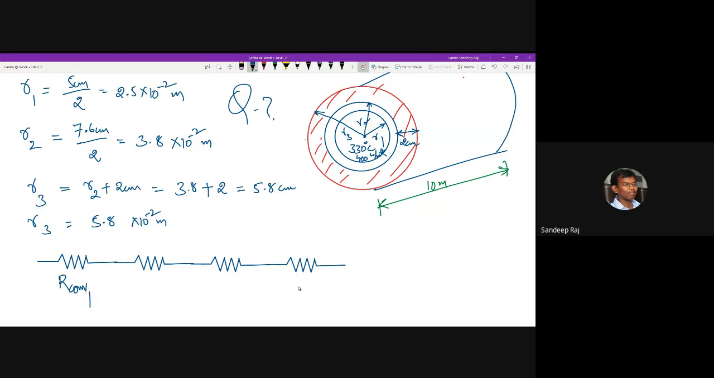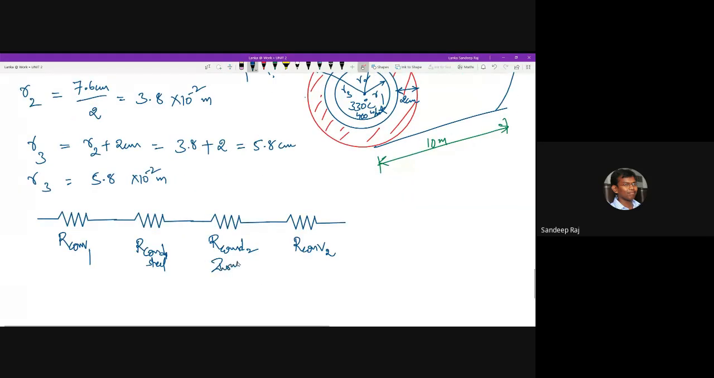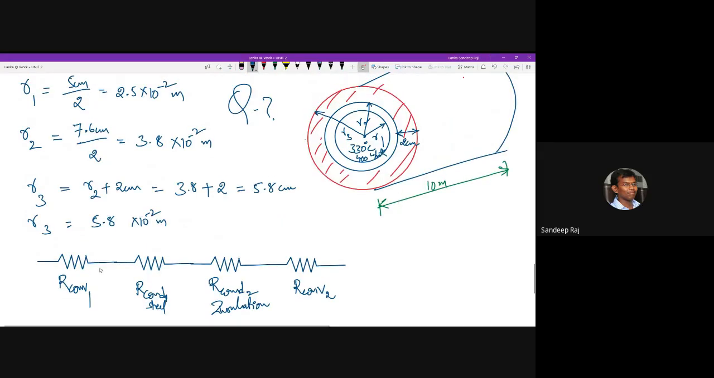And on the outer side, you have convection again due to the atmosphere. So 2 H values are given. And in between you will have 2 resistances. The first one is R conduction of steel, let me call this R conduction 1. This is R conduction 2, which is for insulation. Okay, so the R convections are represented very nicely, and then you will have Q flowing in this direction.